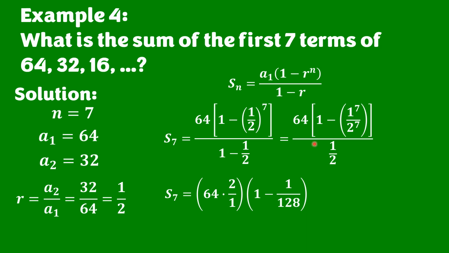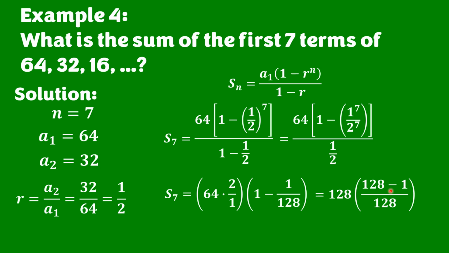And then, for 1 minus 1 raised to 7 over 2 raised to 7, that is equal to 1 minus 1 over 128. So 1 raised to 7 is equal to 1, and 2 raised to 7 is equal to 128. And then simplify now. So 64 times 2 is equal to 128. And 1 minus 1 over 128 is equal to 128 minus 1 all over 128.